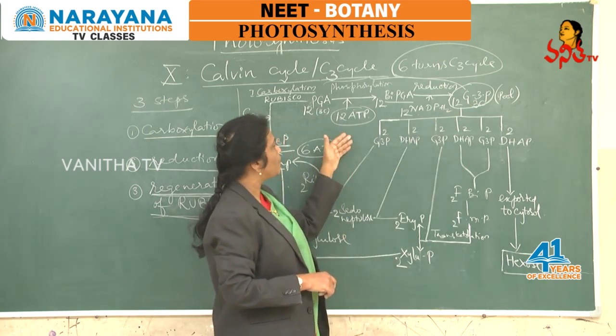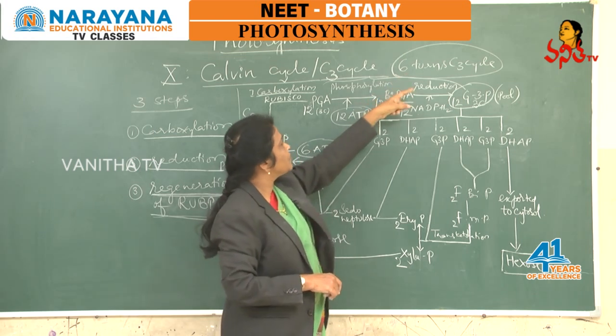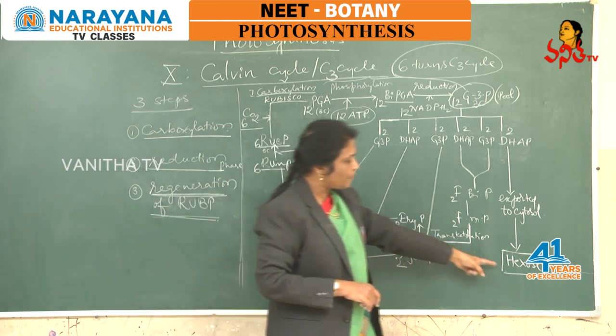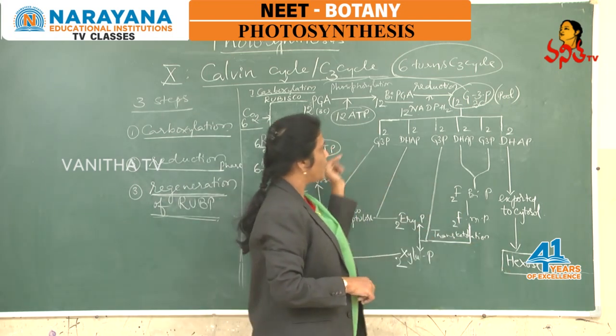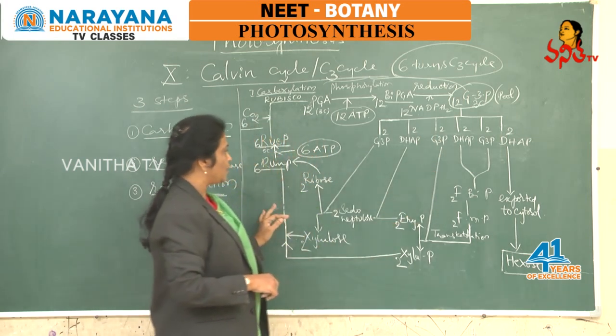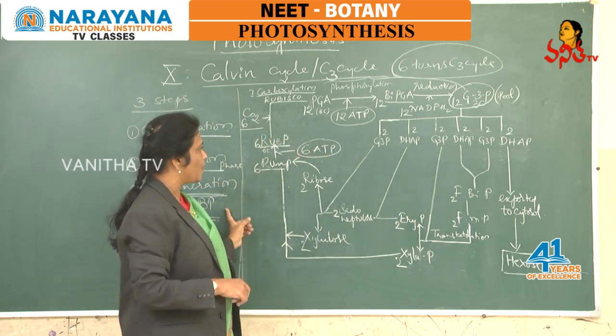That is the reducing power utilized in 6 turns of the C3 cycle to fix 6 CO2 molecules for the synthesis of 1 hexose. Okay. Now, let us follow the next phase of the Calvin cycle, and that is regeneration of RuBP.